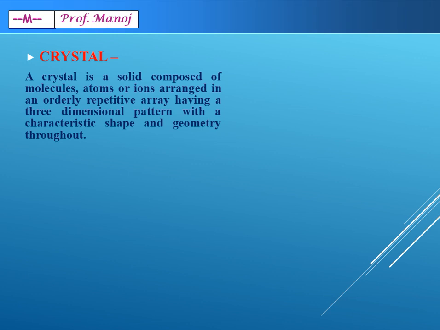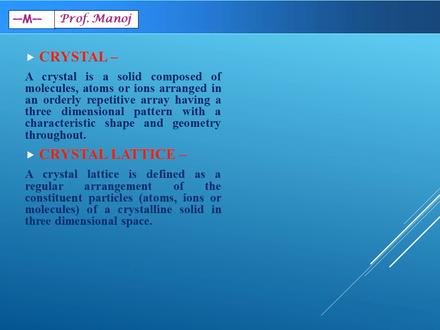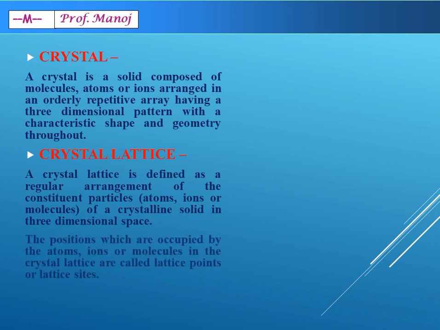We had studied earlier about a term called long range order. That same concept has been used over here. A crystal is made up of, or imagined to be made up of, crystal lattice. Crystal lattice is defined as the regular arrangement of all the constituent particles in a three-dimensional space. A crystal lattice has positions that will be occupied by either atoms, ions or molecules. These atoms, ions or molecules are called lattice points or lattice sites.